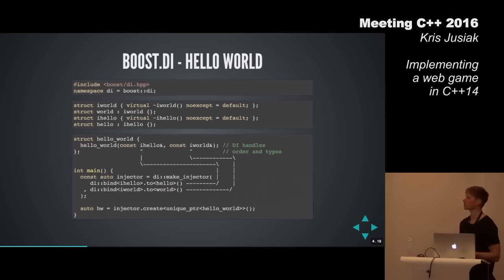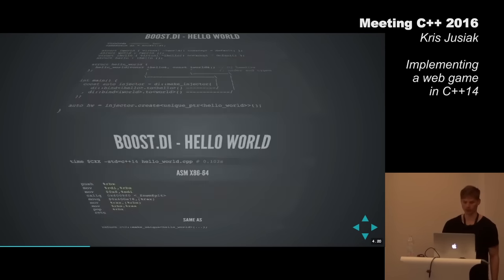One thing which is important and gives us a lot of usability is the fact that we don't have to care about the constructor, we can refactor the constructor. For example, if we change the order of iWorld, iHello, or iHello becomes a unique pointer or something like that, all those changes will be handled automatically. We don't have to change anything. So make injector will stay the same, create will stay the same. So we are free of maintaining this boilerplate code, which is quite handy when it comes to larger projects when you have a lot of dependencies to inject.